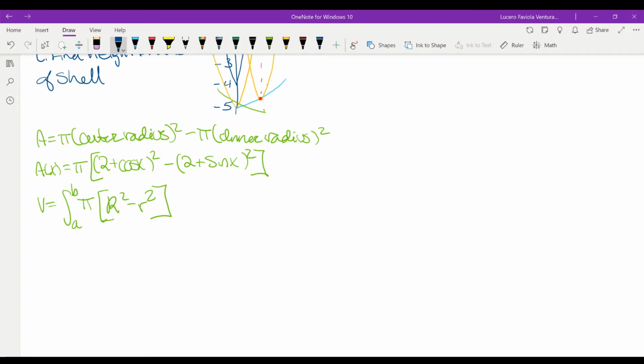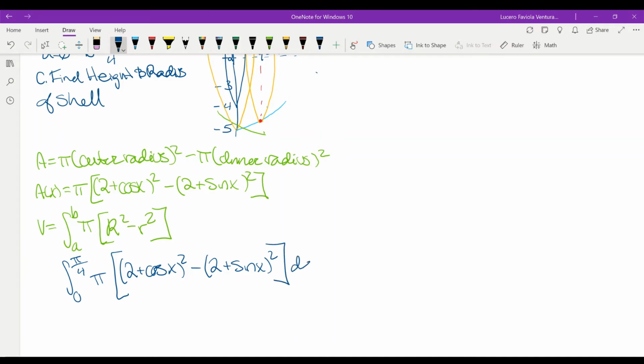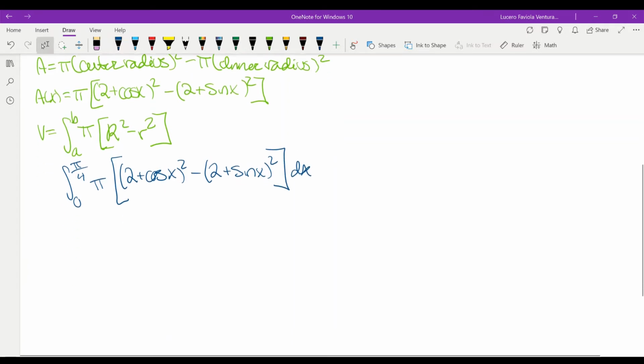And then if we were to rewrite this with our functions given to us here, we would do the integral from 0 to pi over 4 times pi, and our big R is 2 plus cosine x squared minus 2 plus sine x squared. Our pi dx. Our pi is a constant, so we can take that out when rewriting it. So we have the integral from 0 to pi over 4.